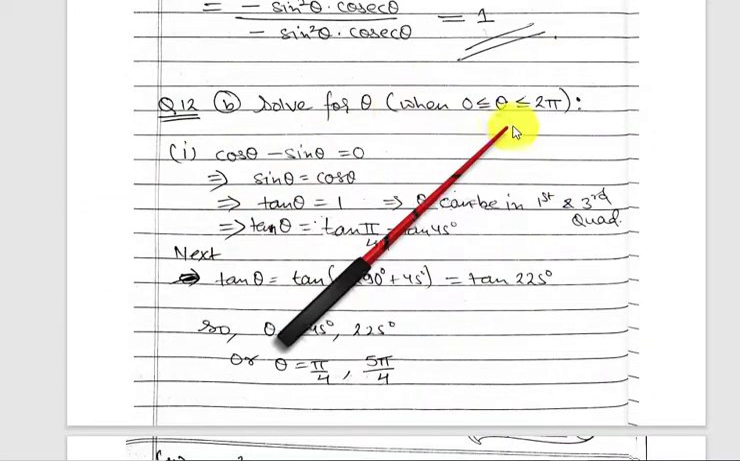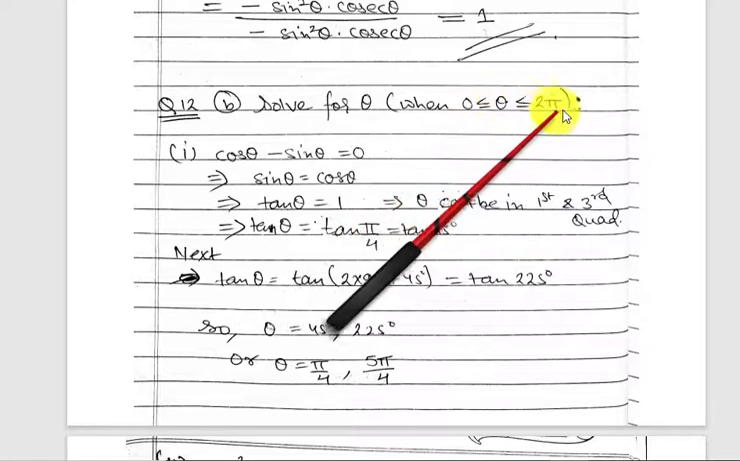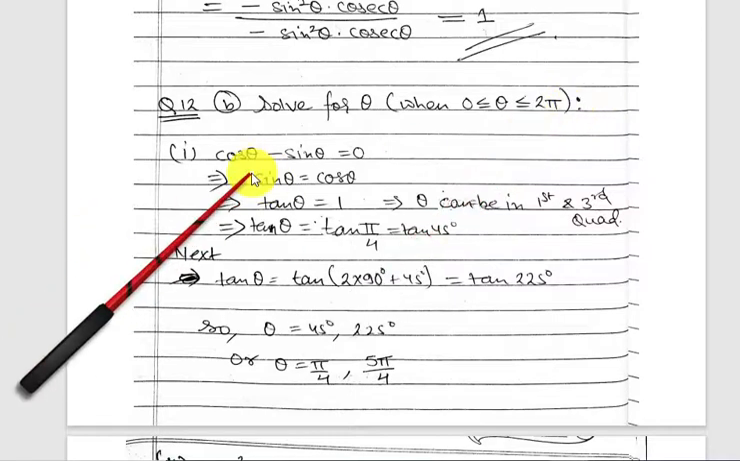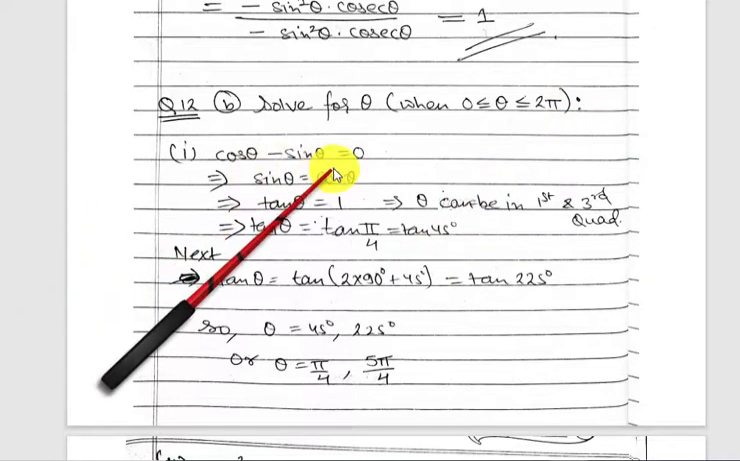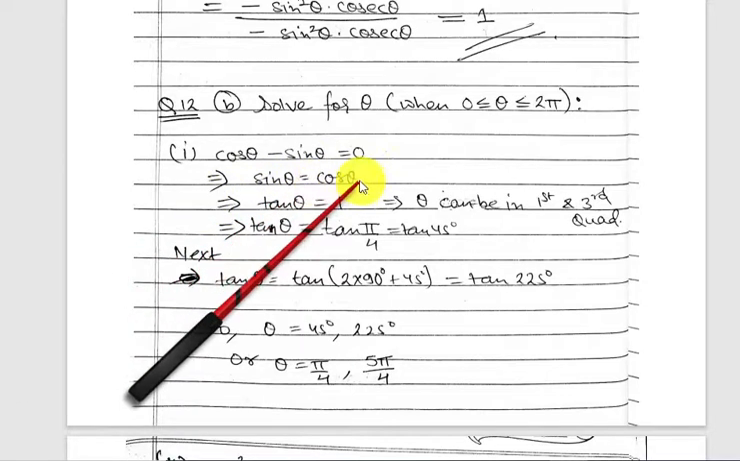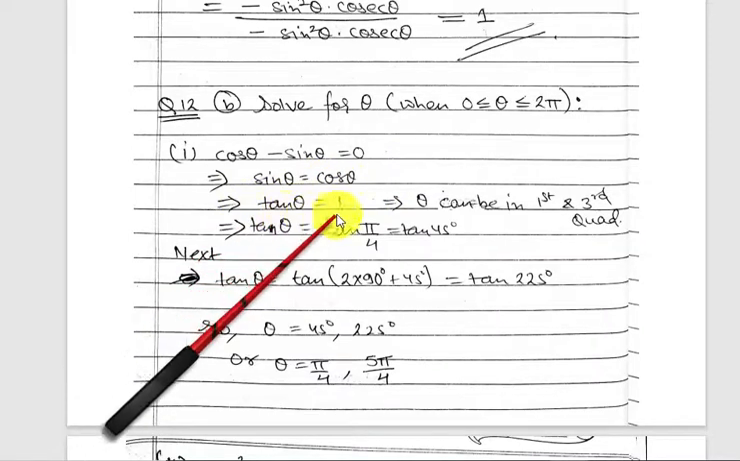Solve for theta, where theta can be greater than or equal to 0 and less than or equal to 2 pi. That means 0 to 360. So here cos theta minus sine theta equal to 0. So we'll write sine theta equal to cos theta. Okay, and then we can write sine theta upon cos theta, that means tan theta equal to 1.